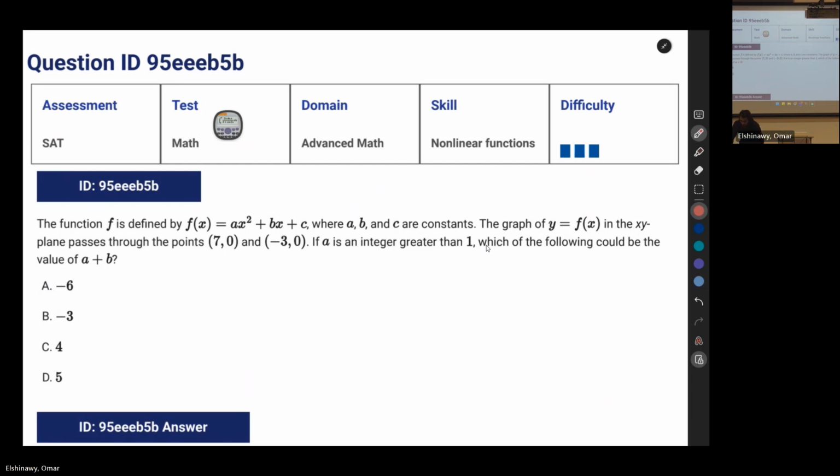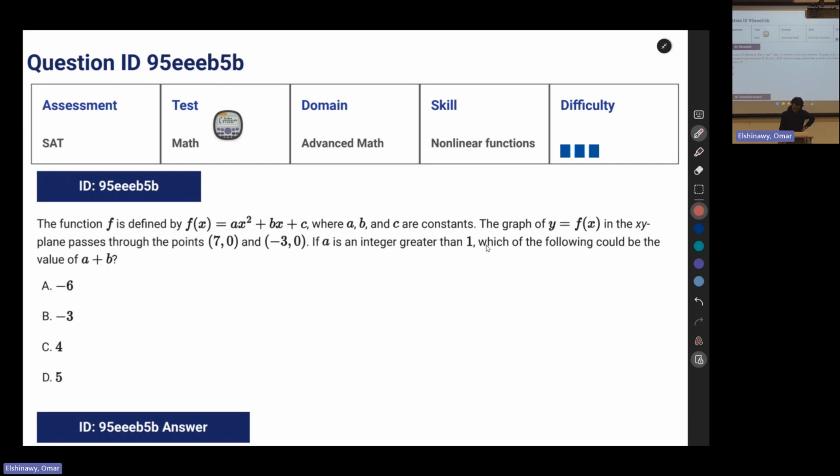B, I don't know. Why is it going to be B? Don't see any reason for it. 95%. Yeah.